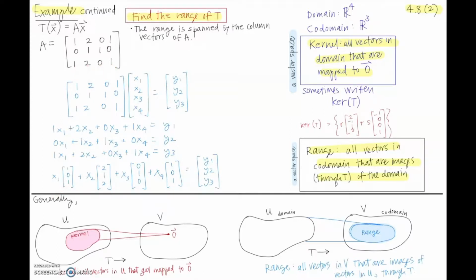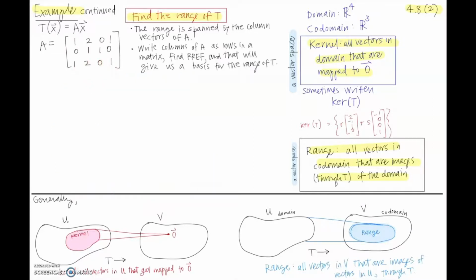But we can already see that there are some total duplicates. We don't need both of these columns because they're identical. And actually this column right here I can tell is a linear combination of these 2 columns. So to determine how many linearly independent columns we have, we're going to write these column vectors as rows of a matrix and compute the reduced row echelon form of the matrix, and that will tell us how many of these are linearly independent. So we're going to write the columns of A as rows in a matrix, find the reduced row echelon form, and that will then give us a basis for the range of T, which is what we want.